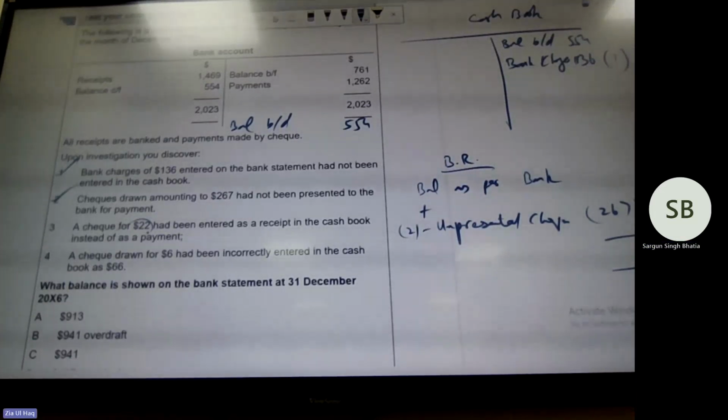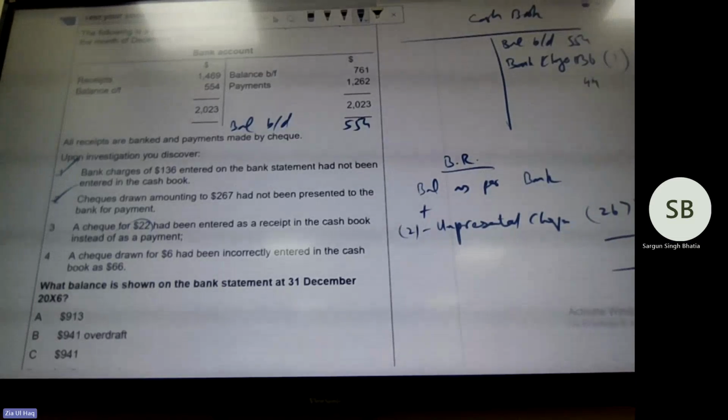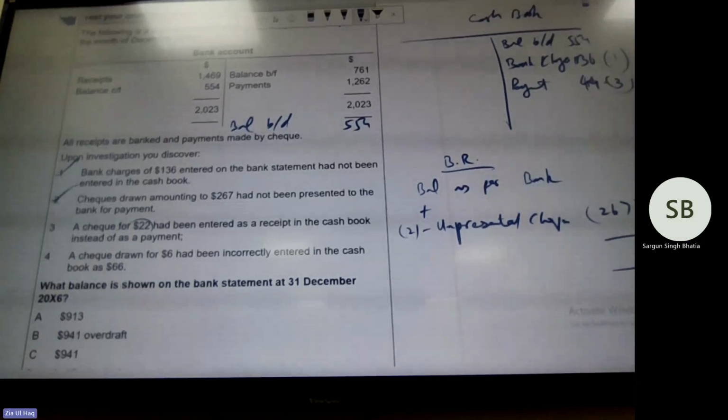Yes, sir. How can we rectify it? First we need to subtract 22 and then add 22. This means we have to record 44 here as payment. Yes, sir. The first 22 will cancel the effect, and the other 22 will record exactly what should be there.